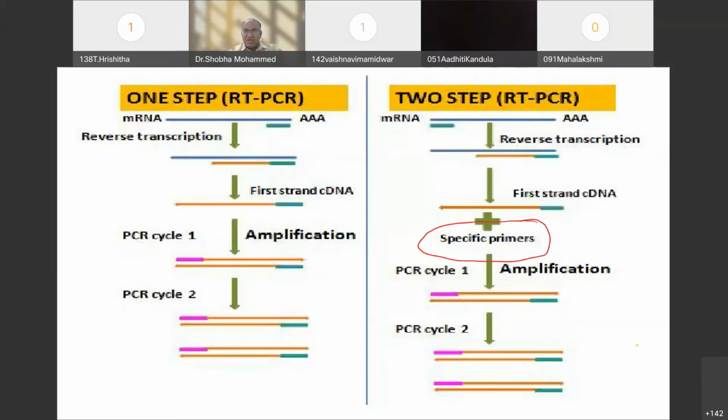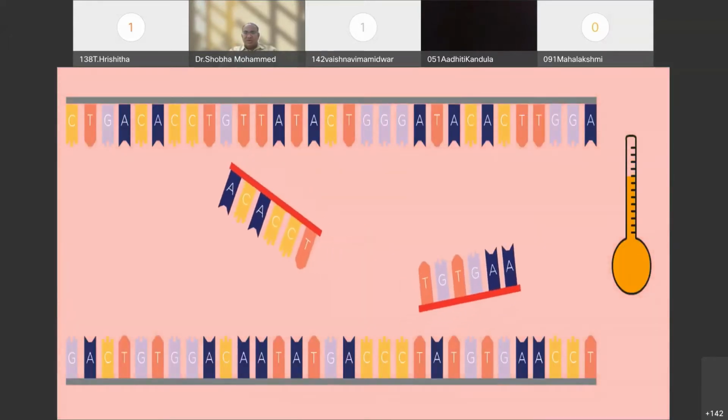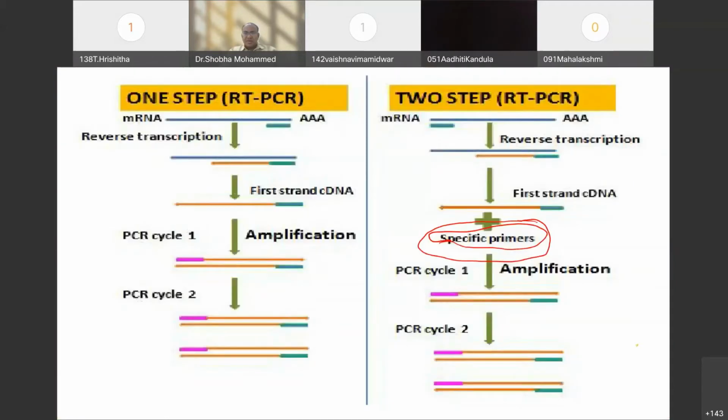In the two-step RT-PCR, real-time PCR, I use the specific primers. Am I audible to you? Is my video visible? Am I visible in the video? Okay, fine. That's great.